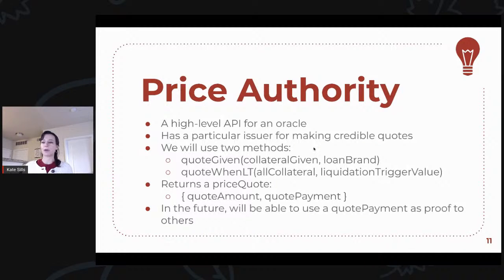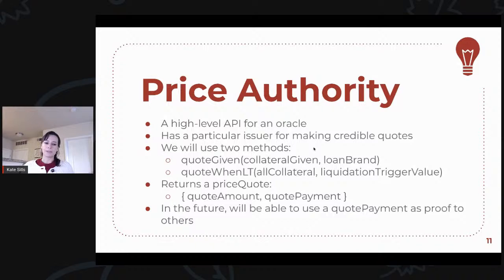So for instance, I'll be passing in an amount that represents all of the collateral within the loan. And then I want the value of the collateral in the brand that the loan is, so in the money brand, essentially. And we're also going to be using a quote when less than, or quote when LT. And that, as we'll get into later, returns a promise for a quote that will trigger when the value of the collateral goes below a certain trigger amount.